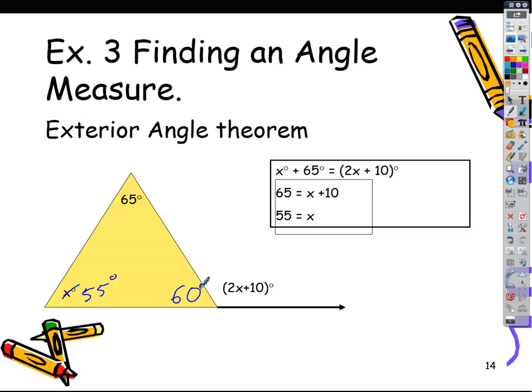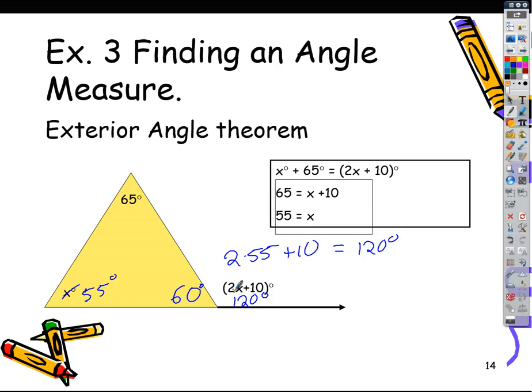Right? Okay, we could also plug the x in down here and get 2 times 55 plus 10. 2 times 55 is 110, plus 10 is 120. Good. Okay, so we know that this one is 120 degrees. Does that exterior angle theorem seem a little less mysterious now in a way?